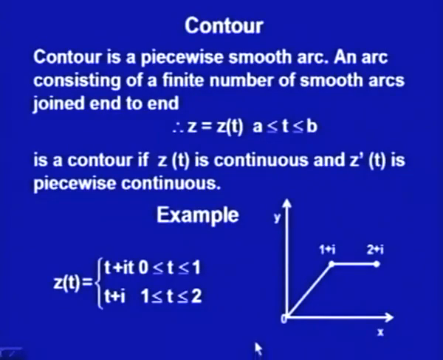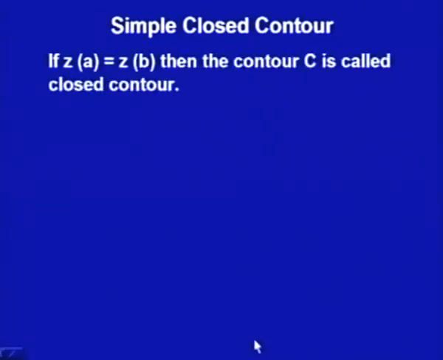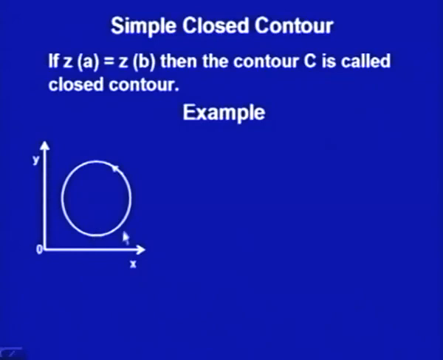As we have done with arcs and curves, that is, simple arcs and simple curves, similarly we can define a simple closed contour. That is, if the initial point and the end point, that is a and b, are the same, then the contour is called a closed contour. Again, we have the same kind of examples as any closed oriented arc. Say, for example, this is a circle oriented anti-clockwise, this is one contour. If the orientation is clockwise, it would be another contour.